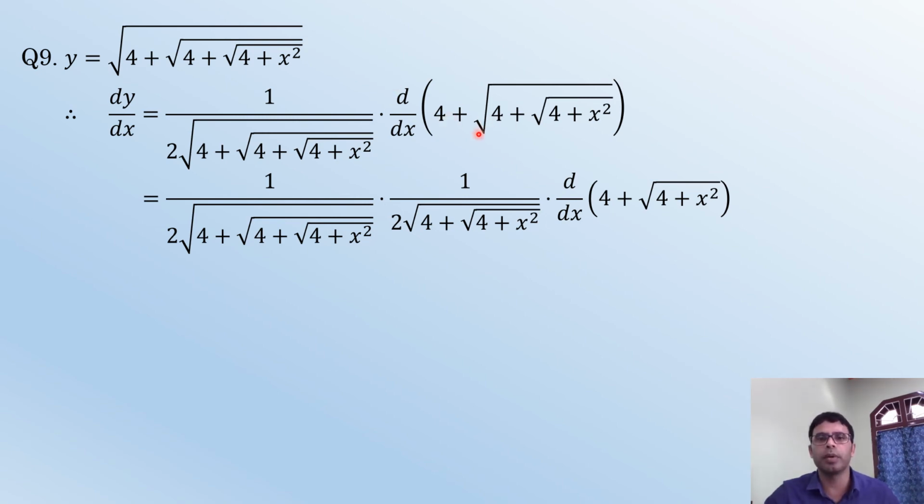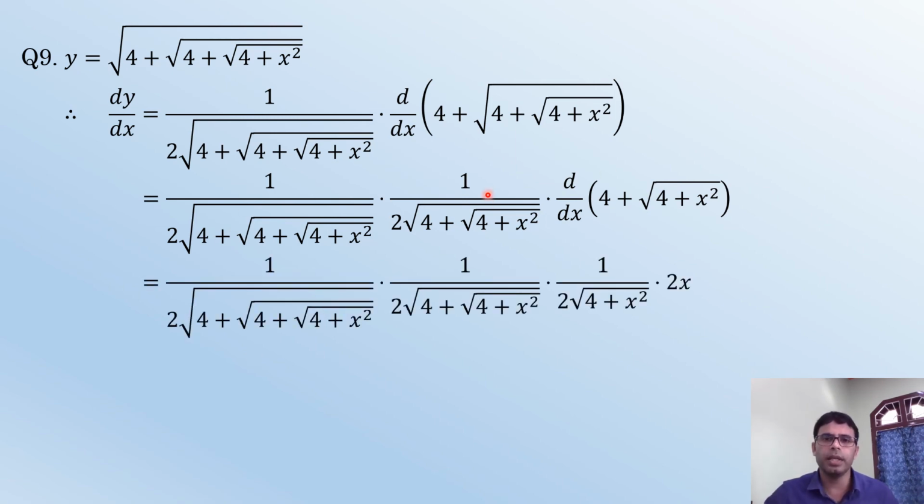So d dx of this root over function is 1 by 2, this term 4 plus 4 root x, into d dx of those terms, considering them as x. Now d dx of 4 will be again 0, plus is plus, and this time you are to differentiate this root over. So this is remaining the same, into 4 is 0 derivative, and then the root over derivative is 1 by 2 root over that one, and this 4 plus x square is considered as x, so it is into 2x. 4 is 0 and the x square derivative is 2x.